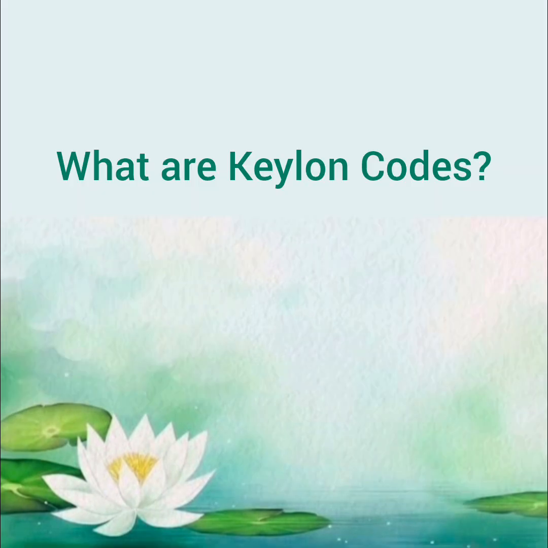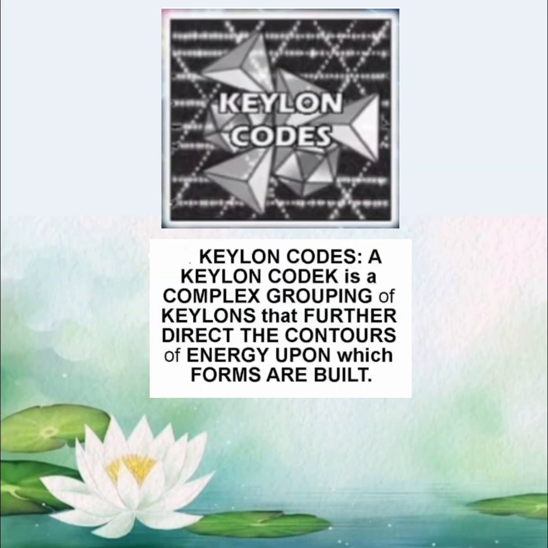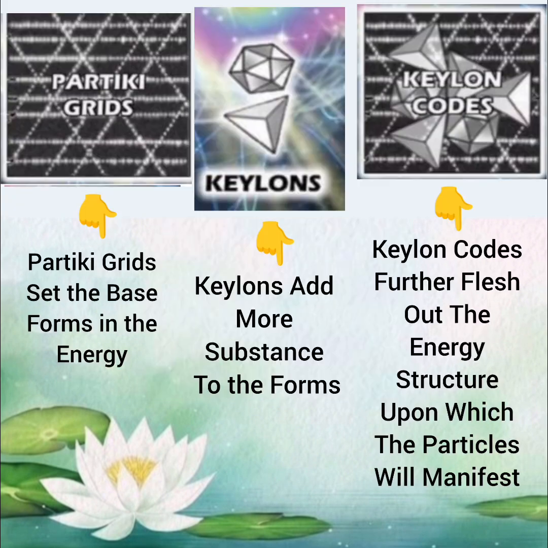Keylon codes are the complex groupings of keylons that direct the contour, the shape of energy upon which forms are built. Particle grids set the base forms in the energy. Keylons add more substance to form, and the keylon codes flesh out the energy structure upon which the particles will manifest.